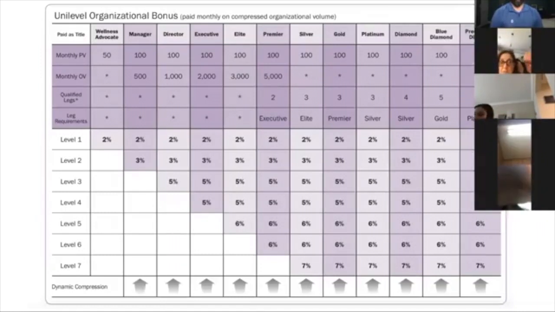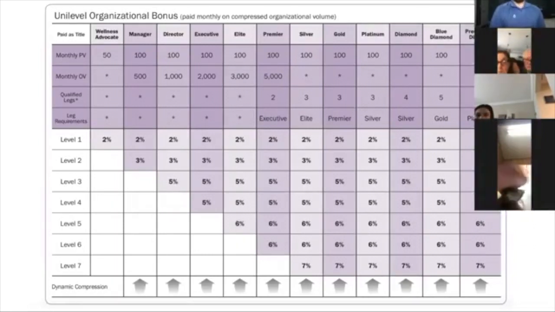If you see where it says monthly PV, monthly OV, that means that in order to be paid at that percentage, you must have that rank, you must have that monthly PV, and you must have that monthly OV. PV is personal volume, OV is overall volume, so the volume of everyone that is underneath you.